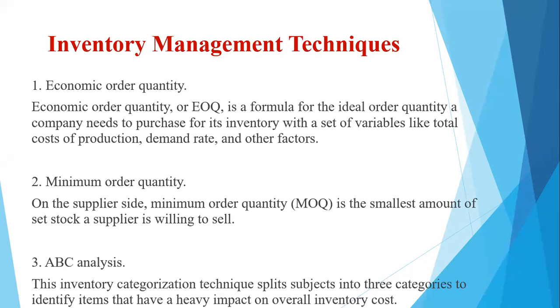So first is the economic order quantity. Now the EOQ, or economic order quantity, is a formula for the ideal order quantity a company needs to purchase for its inventory, with a set of variables like the total costs of production, the rate at which it is being demanded, and other factors, right? The overall goal of the economic order quantity is to minimize the related costs.